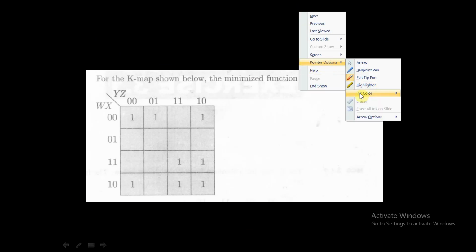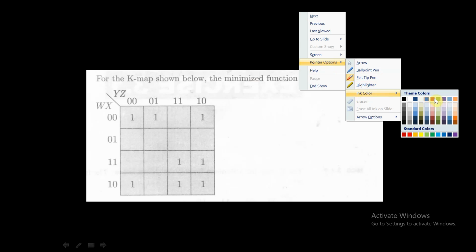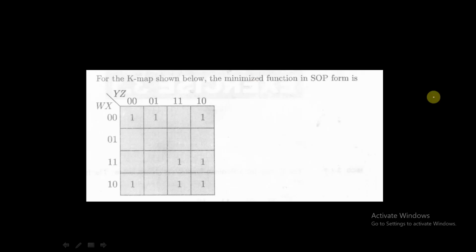So for the K-map shown below, they are asking for the minimized function in SOP form. So how to do this? Same, the grouping. So here we can group these 4 cells and all the corners we can group, and we can group these 2 cells.